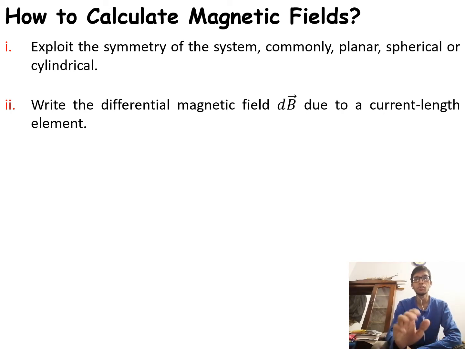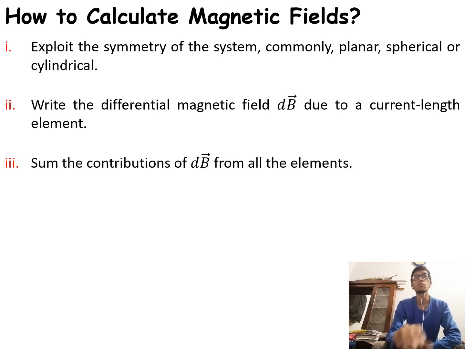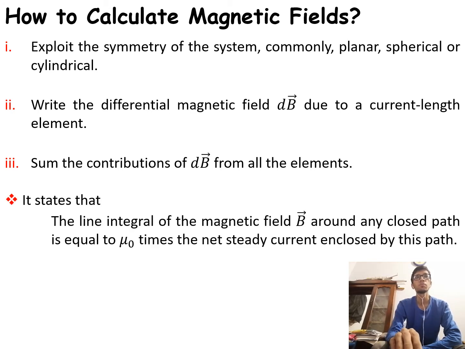Then divide your current carrying wire into infinitesimally small differential line elements of length ds, and each line element will have a differential magnetic field dB. So d is for differential, and differential stands for a very infinitesimal change, a very small change. Now sum all the contributions from all the line elements. How do we sum in such a system? We integrate it.